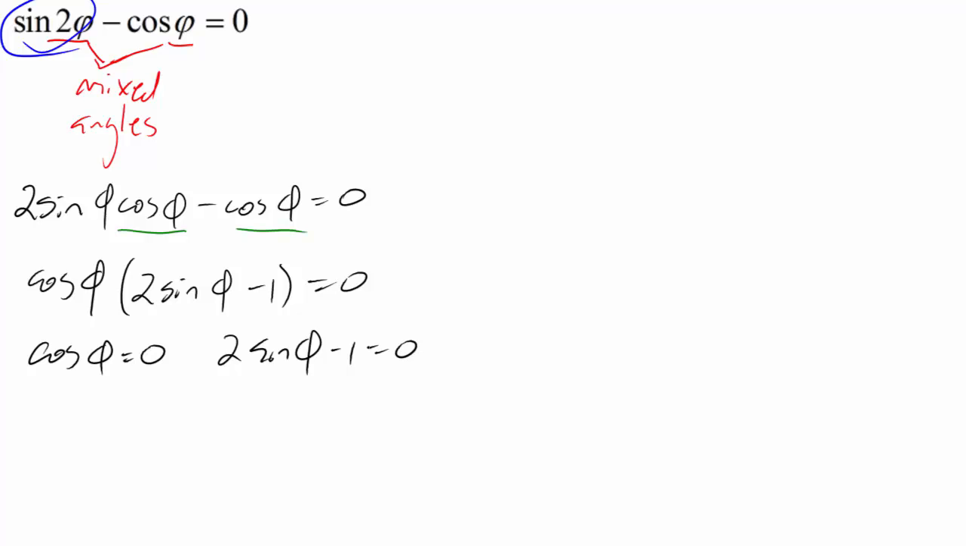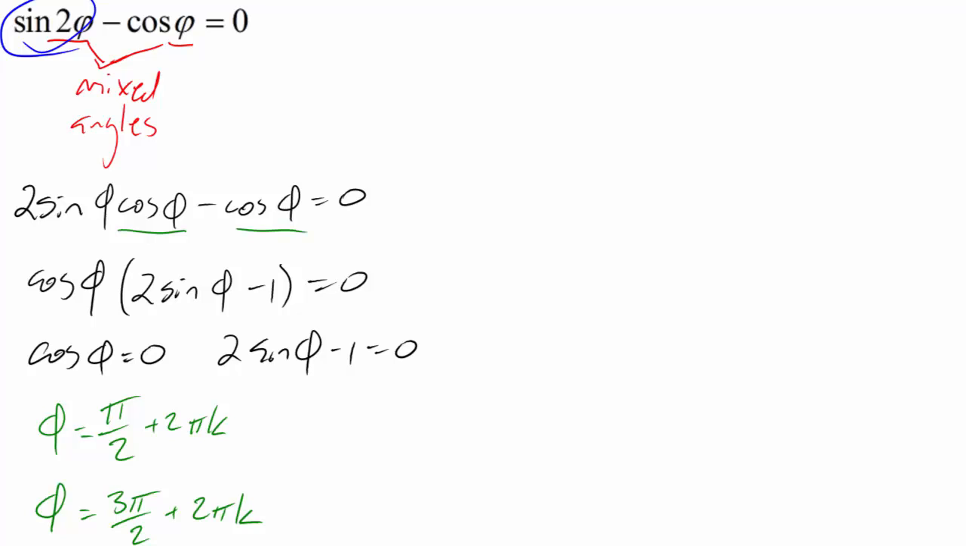Now if it's cosine of phi that's equal to 0, that's going to be relatively straightforward because cosine is 0 when phi equals pi over 2, or phi equals 3 pi over 2. And remember, we've gotten rid of the trig function, so that's when we're going to introduce our plus 2 pi k.